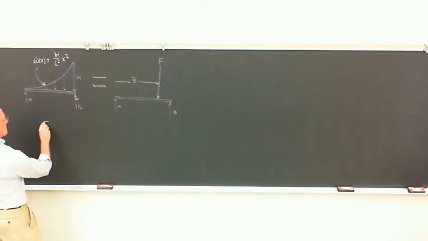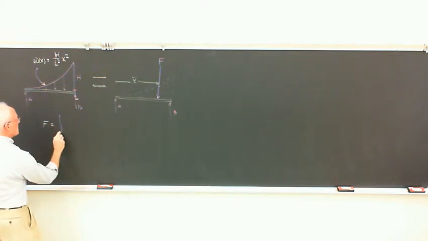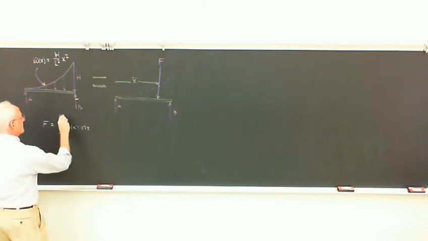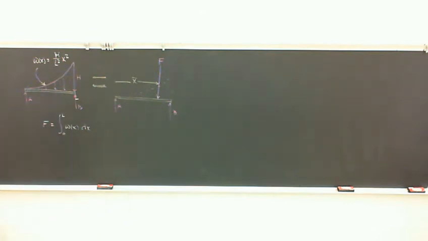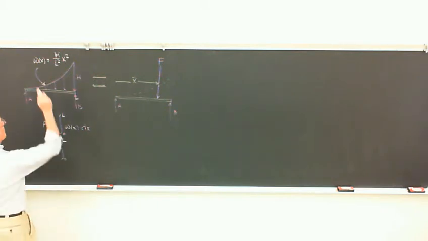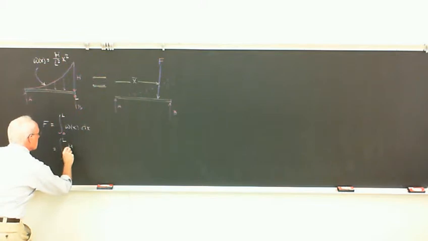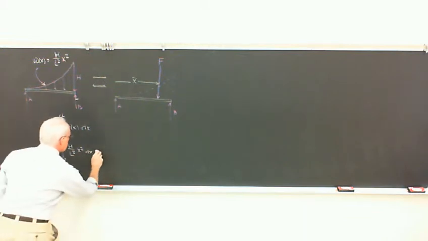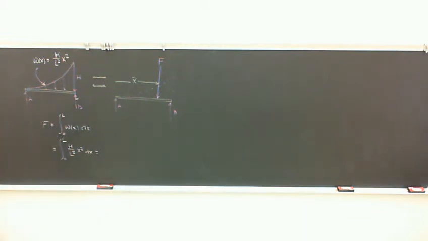Okay. So, first thing we do is find the total force exerted by that distributed load by finding the area under the load curve. From 0 to L of H over L squared. Remember, those are constants. X squared dx. So, you get to do that.